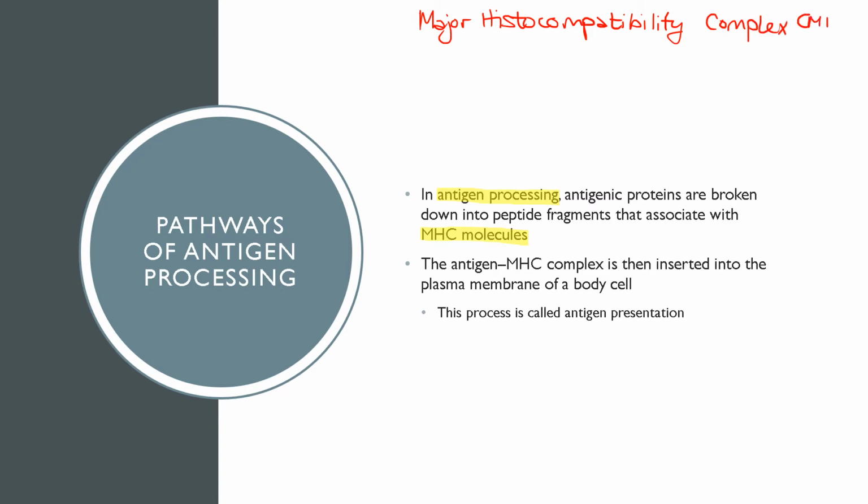So it's going to be that MHC. MHC molecules are located in the plasma membrane of body cells. Essentially, they're known as self-antigens. Unless you have an identical twin, your MHC antigens are unique to you, and they allow your other cells to differentiate between self and non-self.